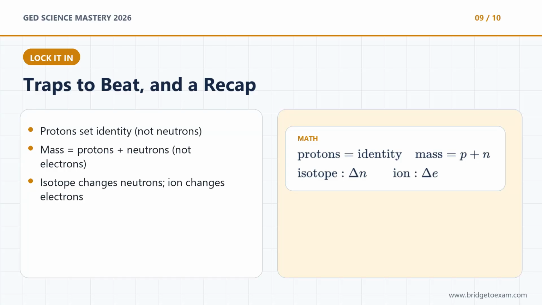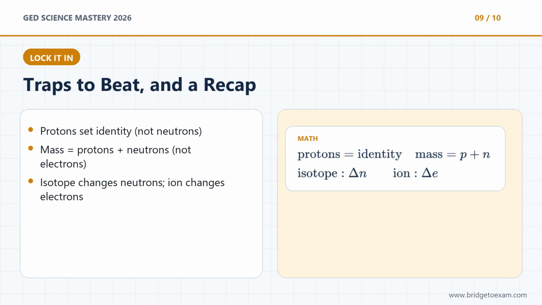Let's lock in the traps. 1. Thinking neutrons set the element. No, protons set the element. Changing neutrons only makes an isotope. 2. Counting electrons in the mass number. No, mass is protons plus neutrons only. 3. Thinking an ion is a broken atom. No, an ion is just an atom with a charge from gaining or losing electrons. 4. Thinking electrons are positive. No, electrons are negative. Protons are positive.